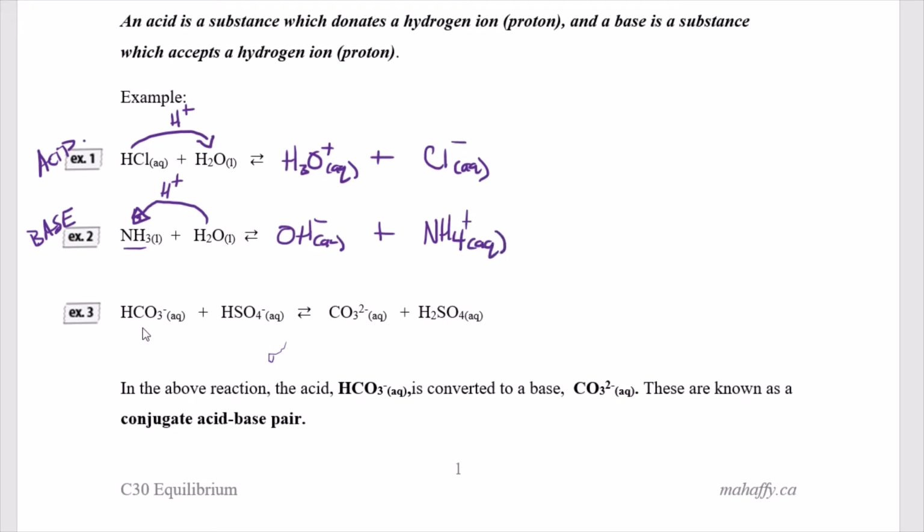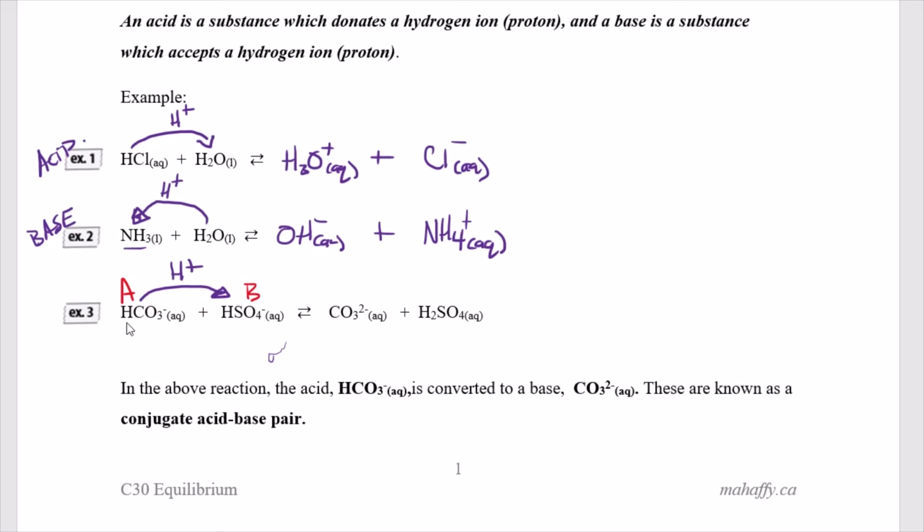And now here would be an example where a proton is being transferred from an acid to a base. So we have the hydrogen carbonate ion here and the hydrogen sulfate ion. Now if we look at my products, the hydrogen carbonate has lost its hydrogen ion. So it must have been acting as the acid, transferring the hydrogen ion to the hydrogen sulfate ion because it becomes sulfuric acid. And so when it does so, that means that this guy was the acid and this guy was the base.